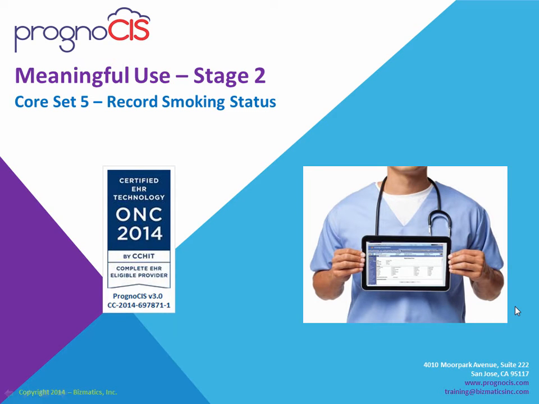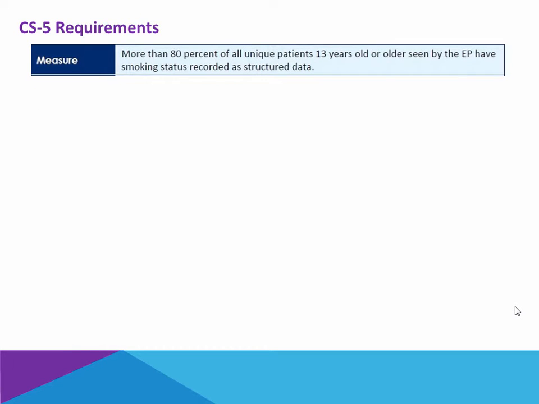Meaningful Use Stage 2, Core Set 5, Record Smoking Status. The requirement of Core Set 5 is to measure that all unique patients 13 years and older who are seen by the eligible provider have their smoking status recorded in the structured data.